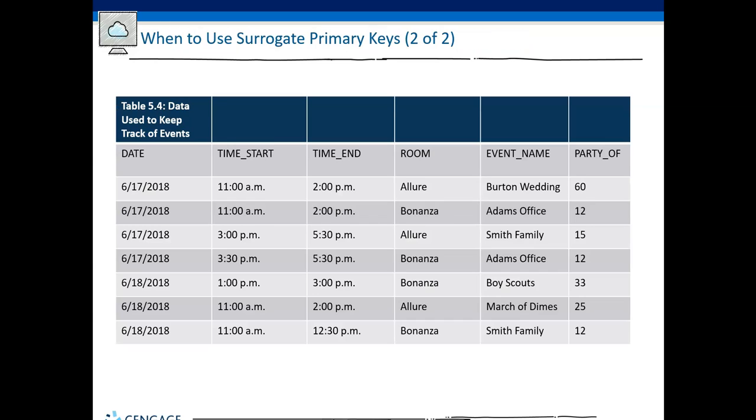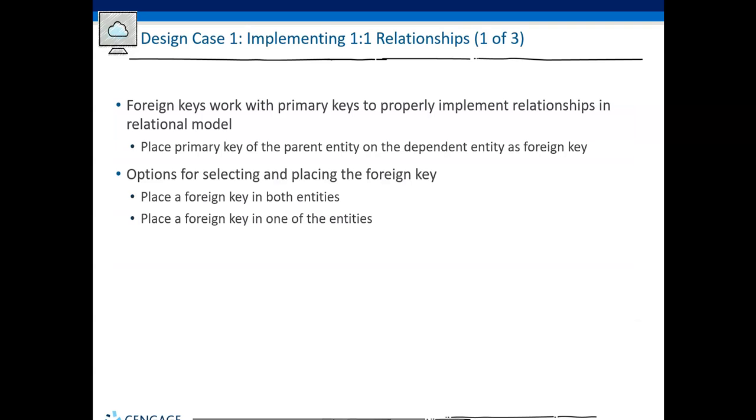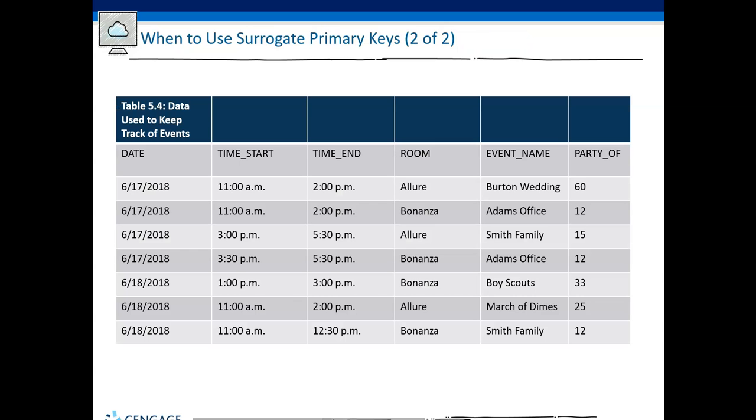I would prefer, though, to add a column and just call it event ID and just start numbering 1, 2, 3, 4, or whatever. That would be a surrogate key, if you added a column whose specific purpose is just to be the primary key.